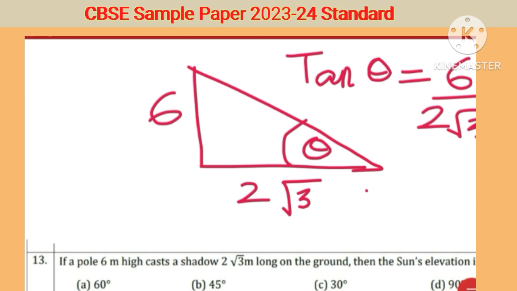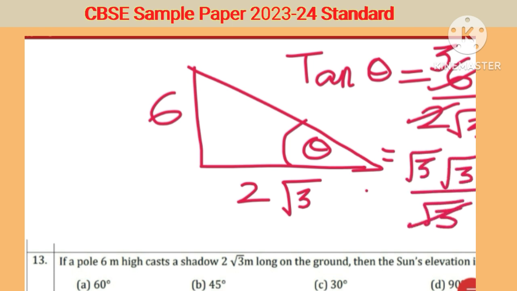Now how do we divide it? This 6 gets cancelled with the 3, and in 6 we can say there are 2 root 3's. So root 3 gets cancelled, and we are left with only root 3. So which value of theta gives tangent theta as root 3? It is 60 degree. Hence 60 degree, that is option A, is the right answer.